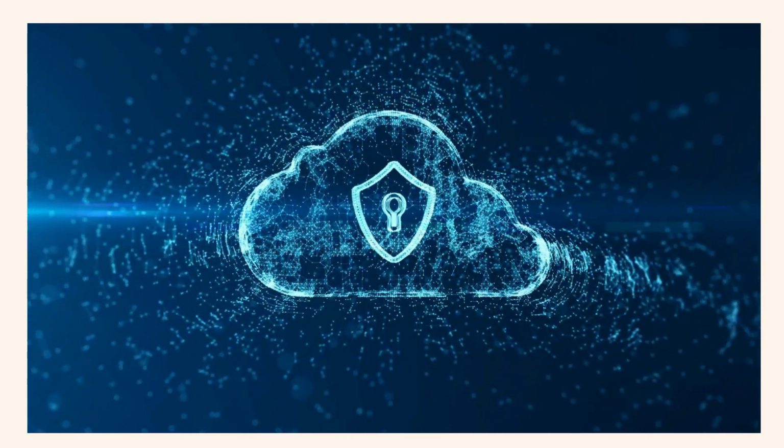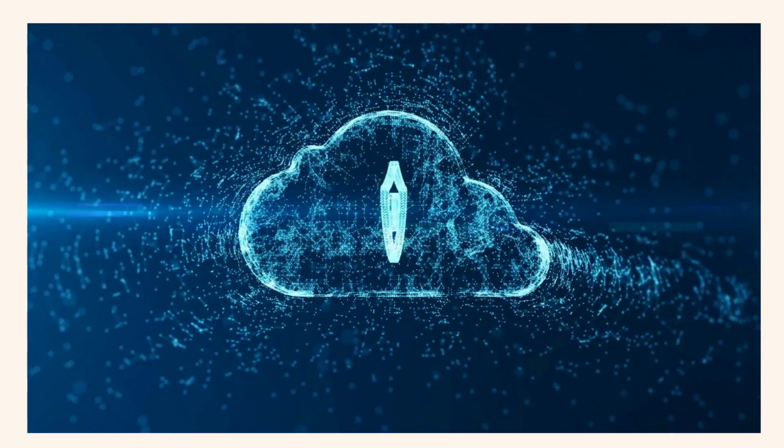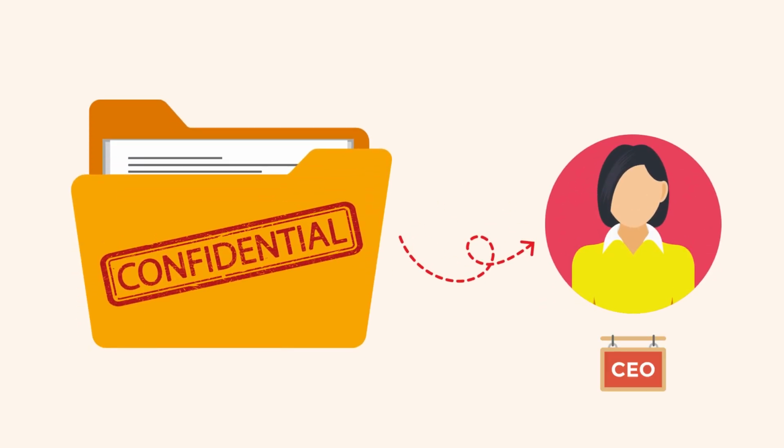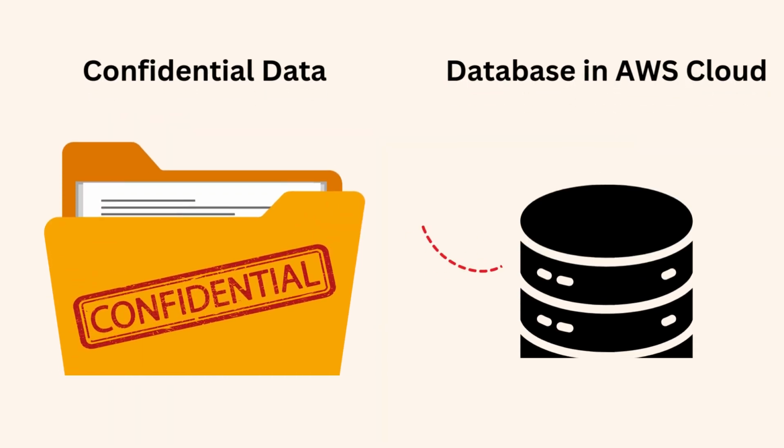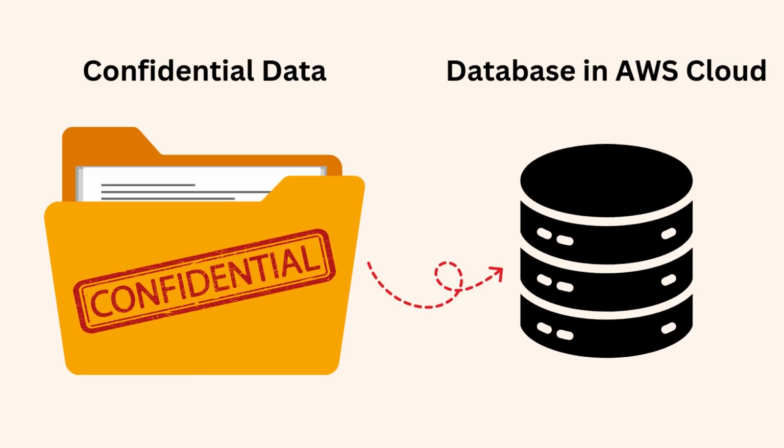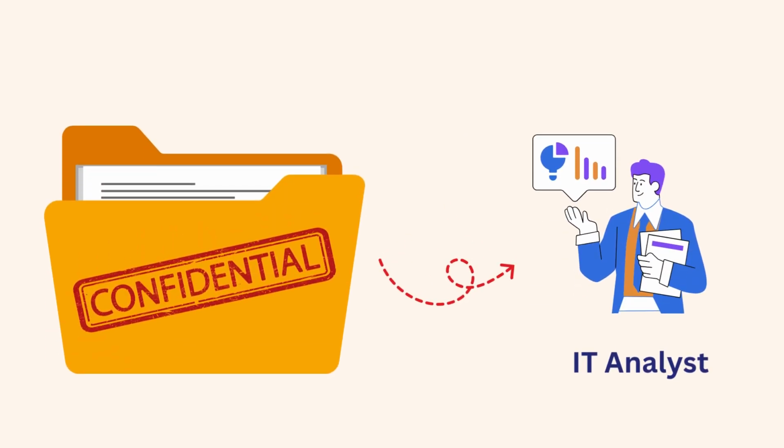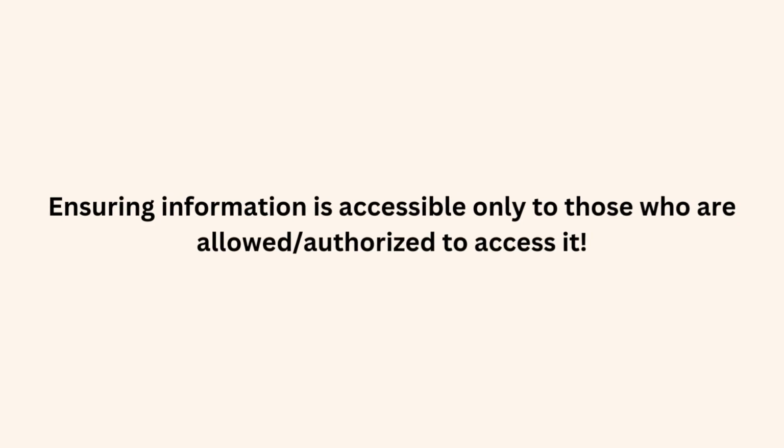In the real world, let's say if you become a cloud security engineer and you notice that there are certain confidential files, right? And these confidential files are only accessible to the CEO of the company. And these confidential files are actually hosted or stored in a database in AWS cloud. So what will you apply? What security measure you will apply? You will ensure that this database in AWS cloud is not accessible to your IT analyst, because this is only available for the CEO, only accessible for the CEO. Therefore, ensuring information is accessible only to those who are allowed or authorized to access it is confidentiality.